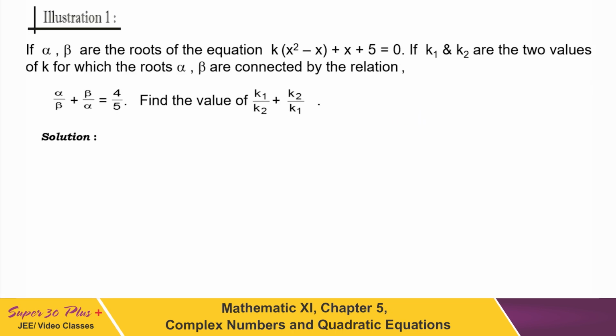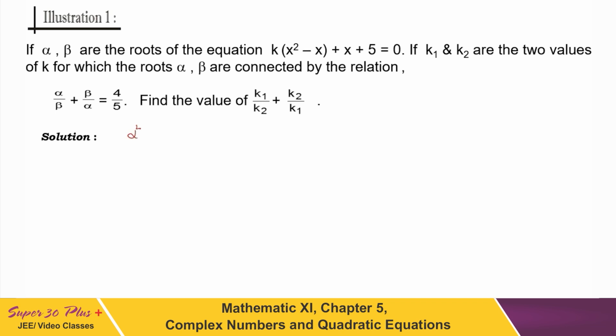Students, we are going to solve one illustration here. If alpha, beta are the roots of the equation k times x square minus x plus 5 is equal to 0, and if k1, k2 are the two values of k for which the roots alpha, beta are connected by the relation. What is the relation? The relation is here. Then find the value of k1 upon k2 plus k2 upon k1. Got it? Now we are going to simplify it.